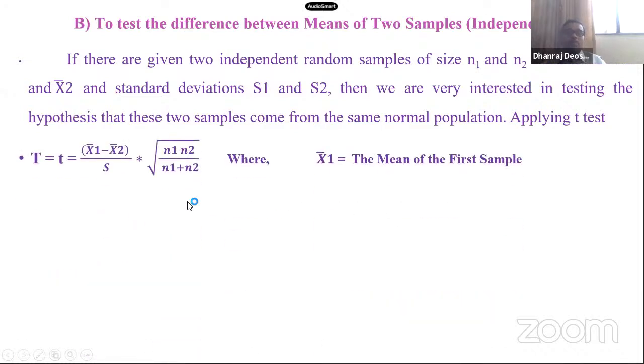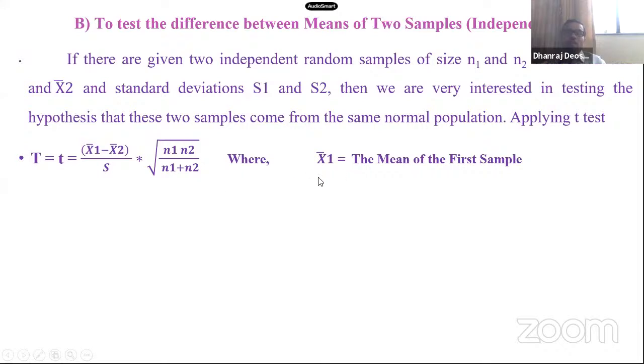Here t is equal to... In the earlier example, it was a one sample test, so only one sample mean came. But here two samples are there, so two means will be there. So take into account t is equal to x bar 1, the mean of the first sample, minus x bar 2, the mean of the second sample, divided by s, the combined standard deviation, into under root n1, the size of the first sample, into n2, the size of the second sample, divided by n1 plus n2.